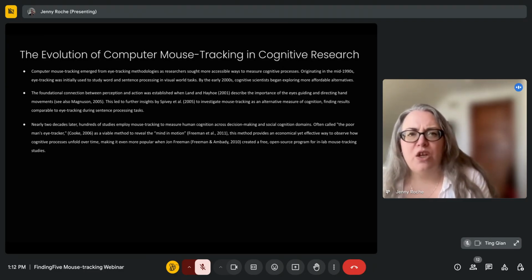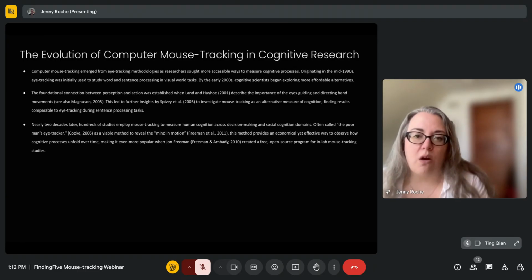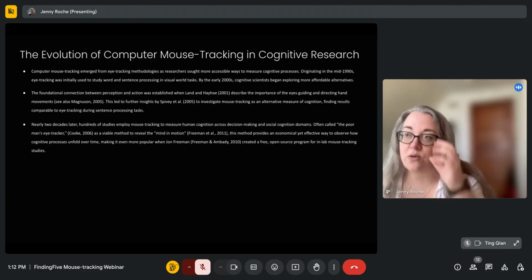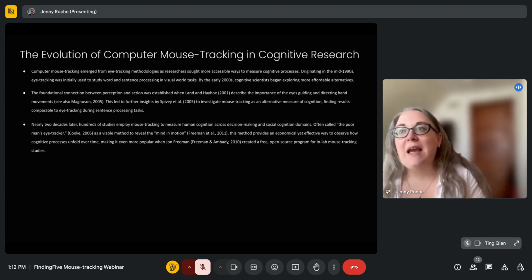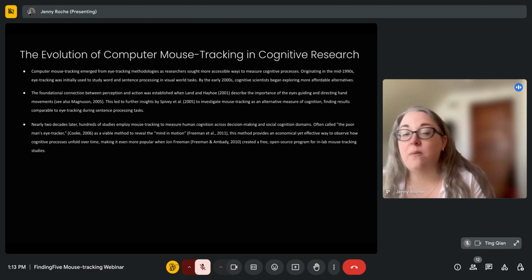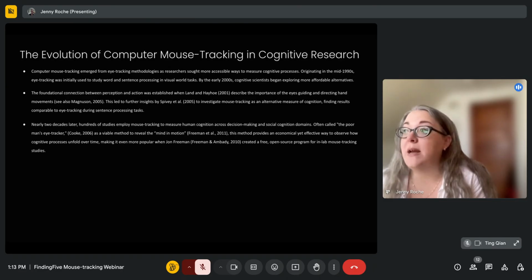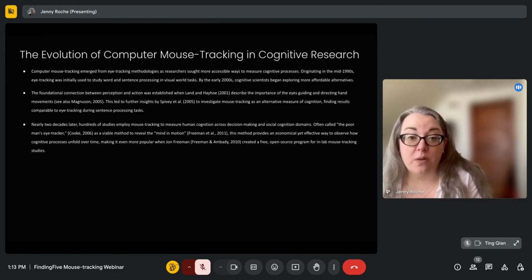They found that mouse tracking was actually a corollary of what we do with our eyes. Now, there are going to be some distinctions in how data is collected and what that data means. But in terms of measuring cognition, there's a strong relationship between what your eyes are doing and what your hands are doing in computer mouse tracking. And nearly 2 decades later, hundreds of studies have employed mouse tracking to measure human cognition across decision-making and social cognition domains. It's often called the poor man's eye tracker, and it's a viable method to reveal the mind in motion.